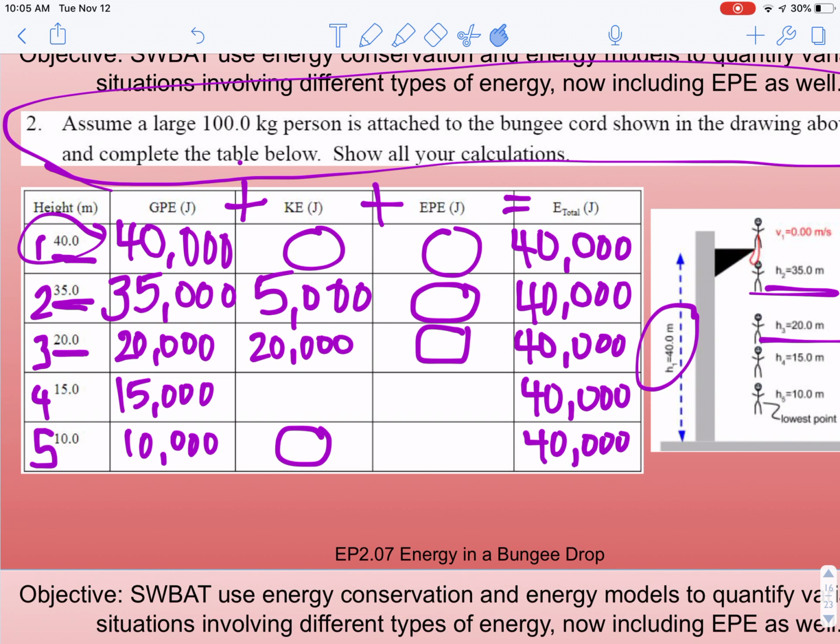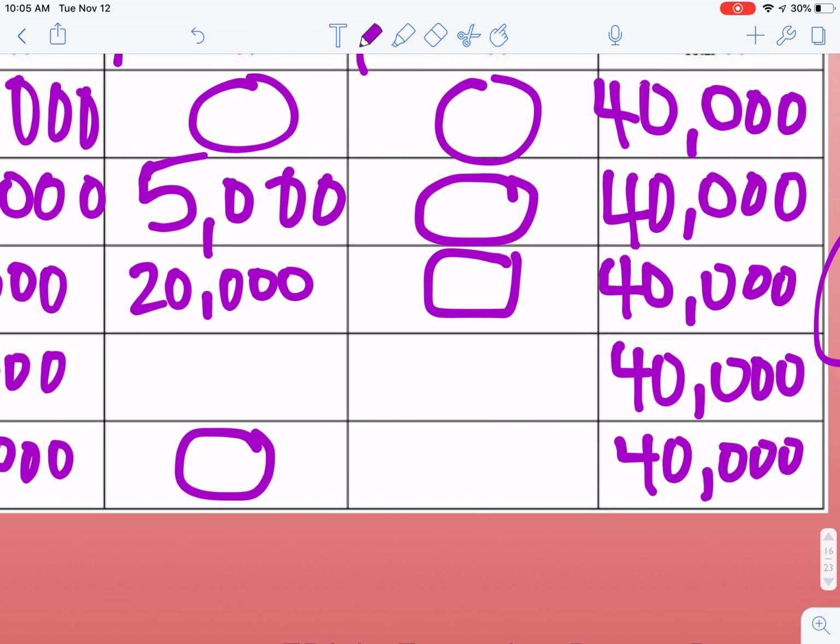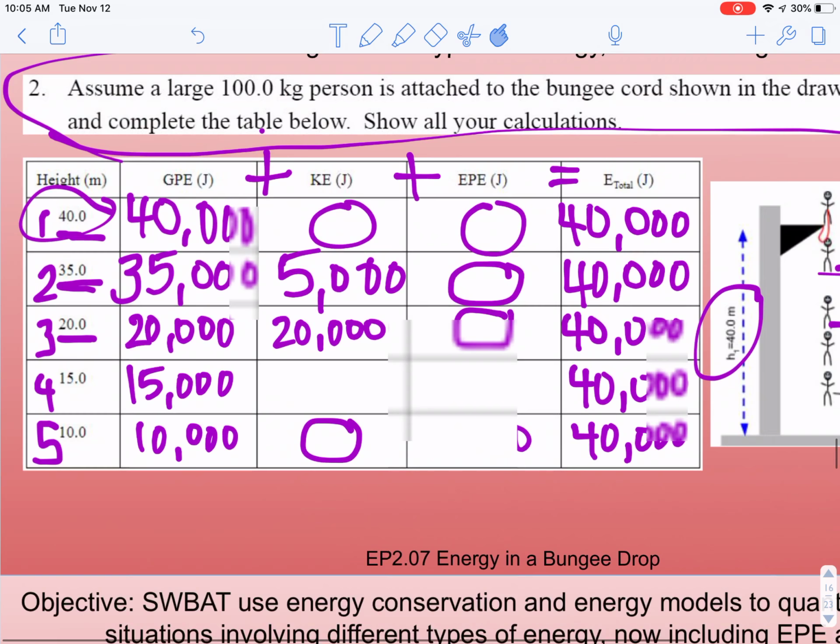Okay. So what I am going to do is fill in the last three things here. I'm going to show you how I do that. So I'm going to look at number 5. And number 5 is 10,000 GPE, no KE. And then the last is our unknown EPE. All of that is equal to 40,000. So we can figure out pretty quick that our EPE should be 30,000 joules. And that's because 10,000 plus 0 plus 30,000 equals 40,000.